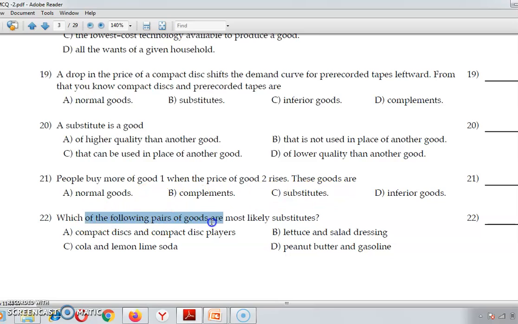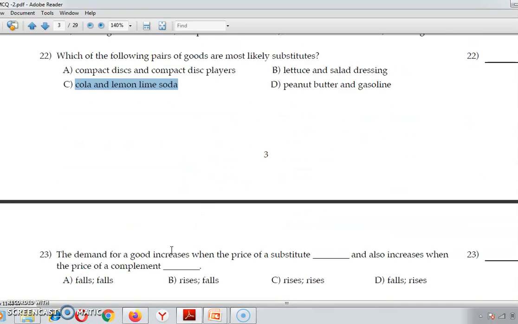Which of the following pairs of goods are most likely substitutes? Most likely substitutes. Compact disc and compact disc players, lettuce and salad dressing, cola and lemon lime soda, peanut butter and gasoline. You of course, कोला र लेमन लाइम हो, किनभने कोलाको मूल्य बढेमा मान्छे कोला खाँदैन, के गर्छ, लेमन लाइम सोडा तिर्फ चाहिँ बढी झुकाउ गर्छ हैन, these are the most likely substitutes. C is the correct answer.